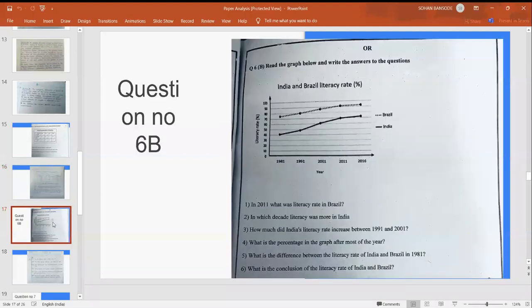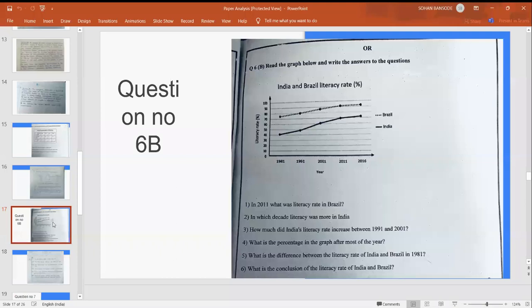Now next, question number 6B. So here this is the OR question to question number 6A. Now it is again for 6 marks. So this will be the easy one. Whenever you don't have time and you want to score in the paper, just go for this question. Read the graph below and write the answers to the questions. Here all the 6 questions are given and you have to attempt all the 6 questions. There are no OR questions provided.